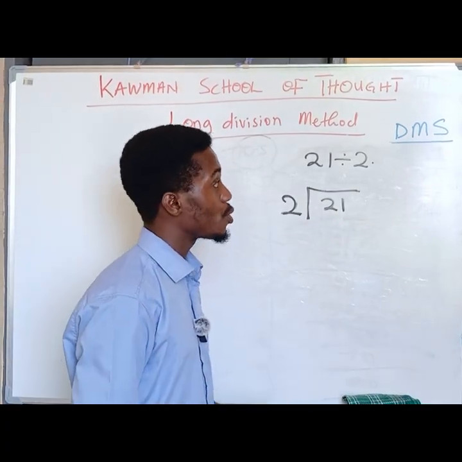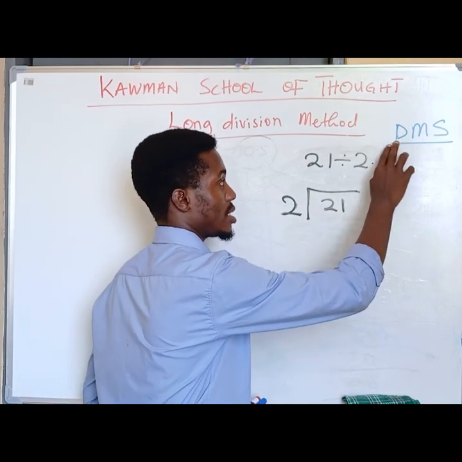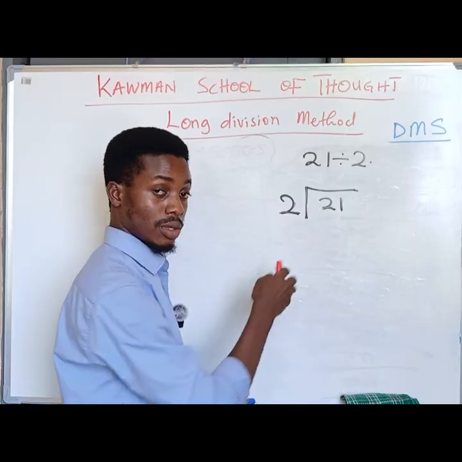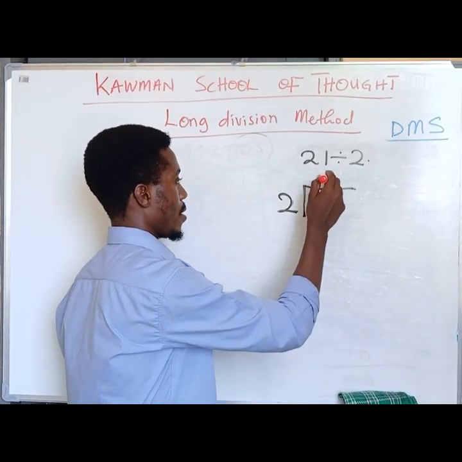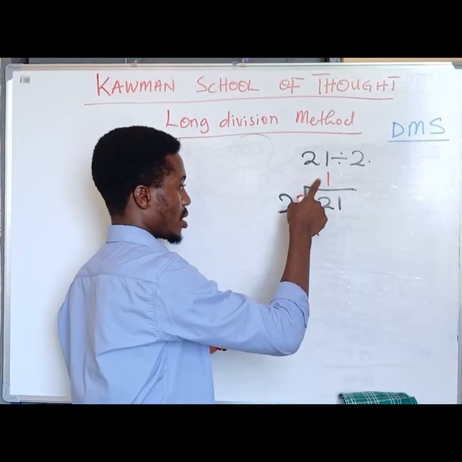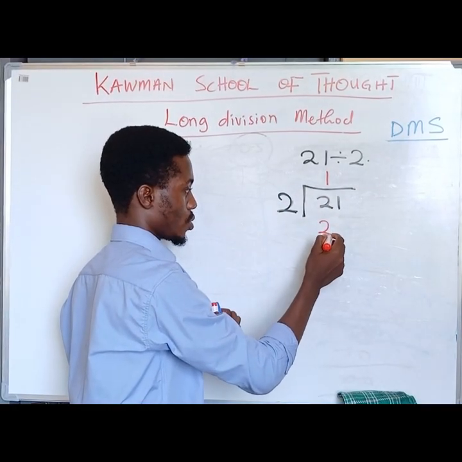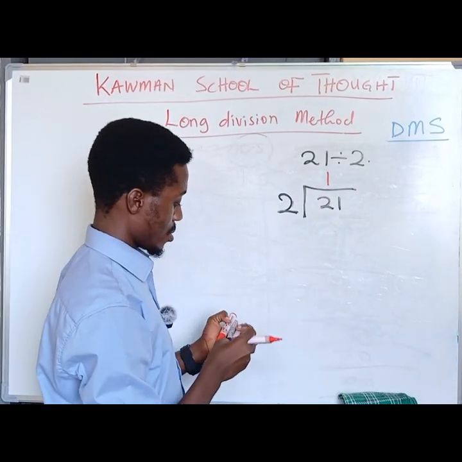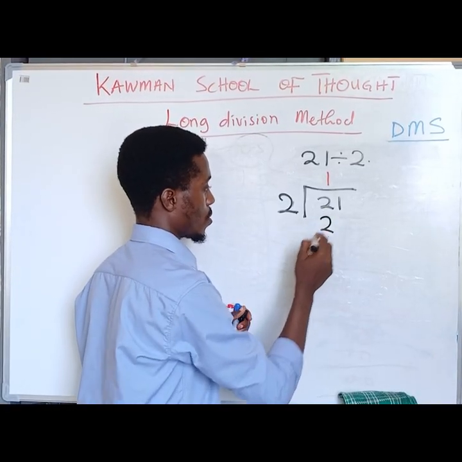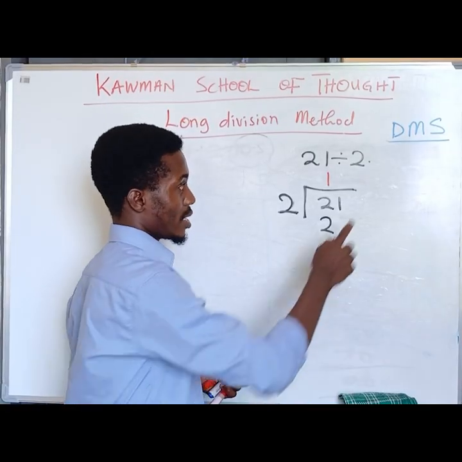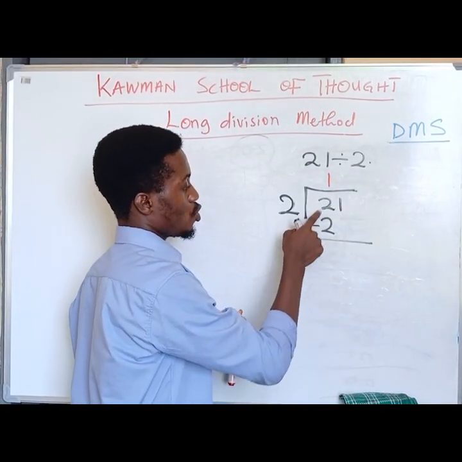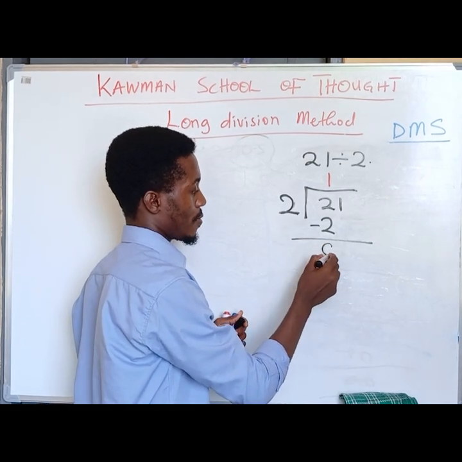Now we go through the same process, DMS, right? So let's go. 2 divides into 2 how many times? 1, right? So write your 1 here. Then what do we do next? Multiplication. 1 times 2 gives us what? 2. Let me use a black marker. 2. So what's our next operation? Subtraction. So 2 minus 2 gives us what? 0.